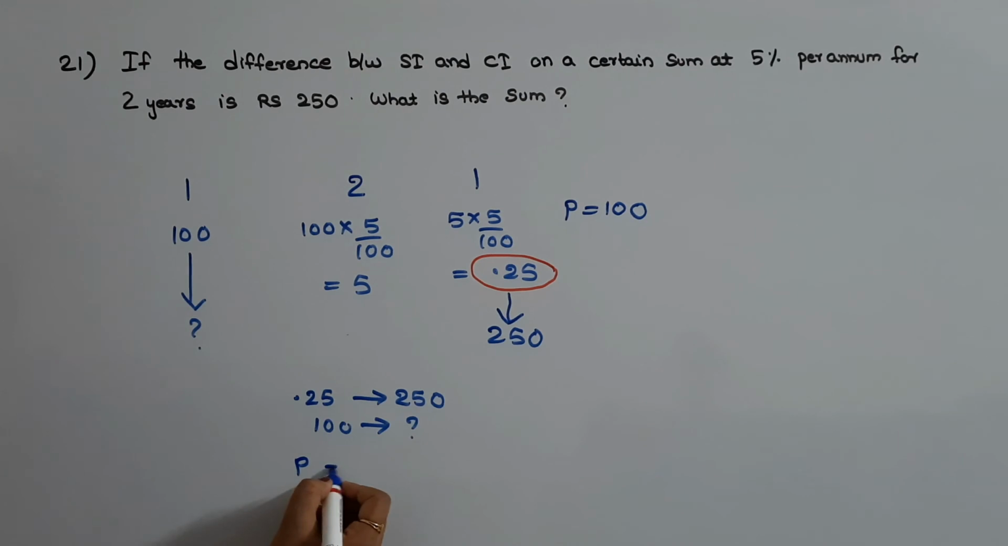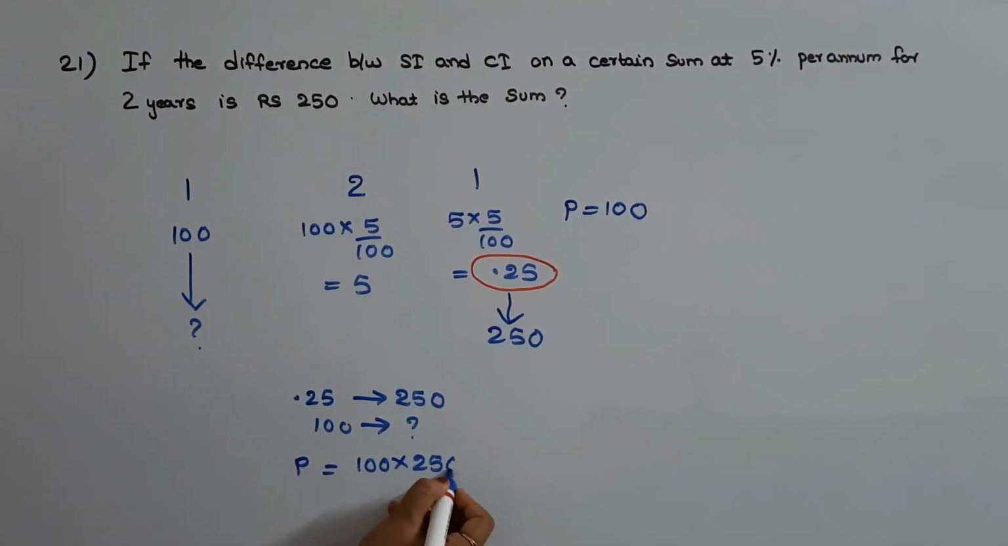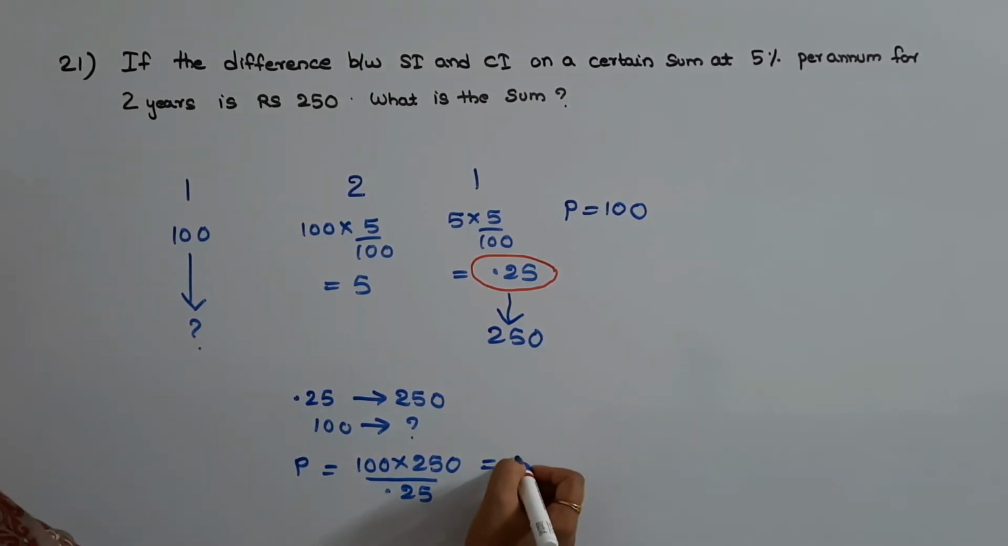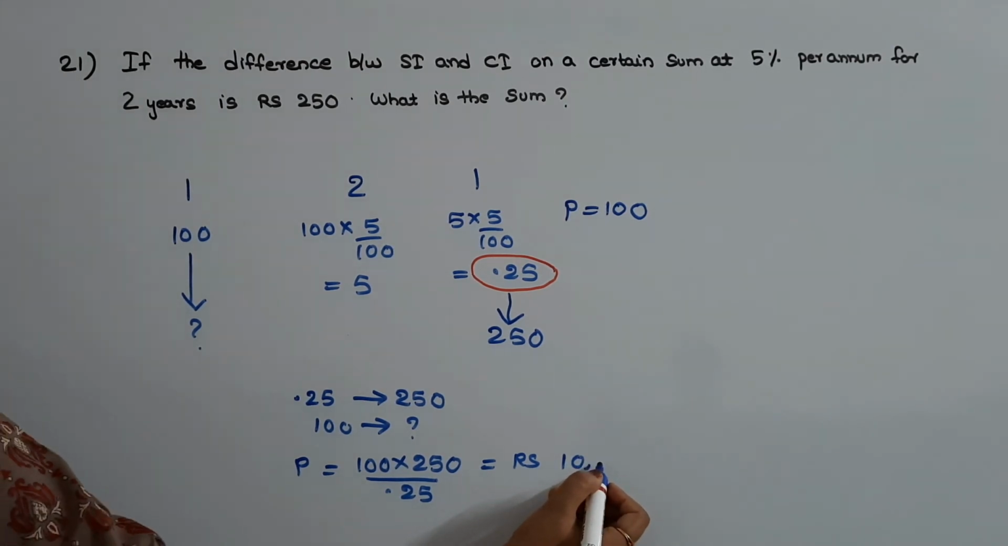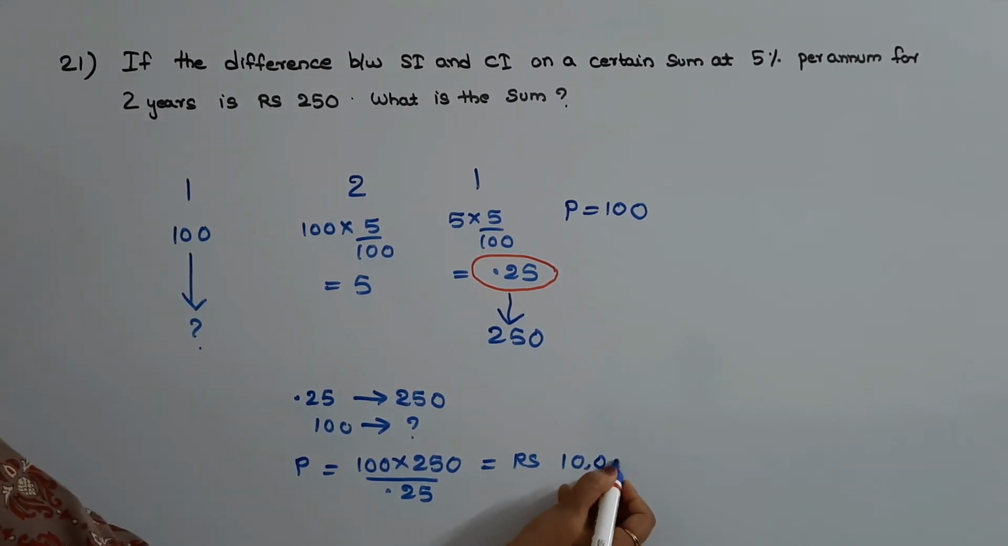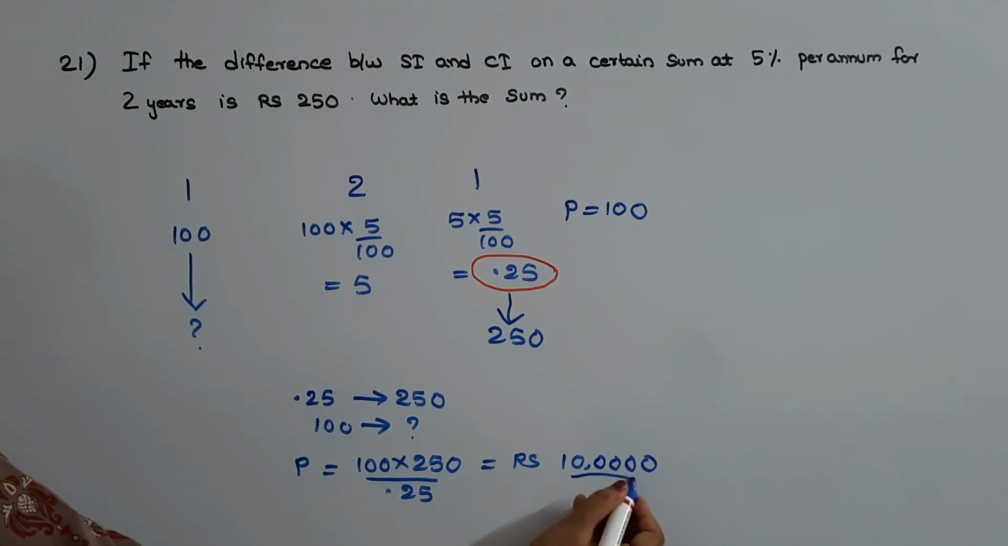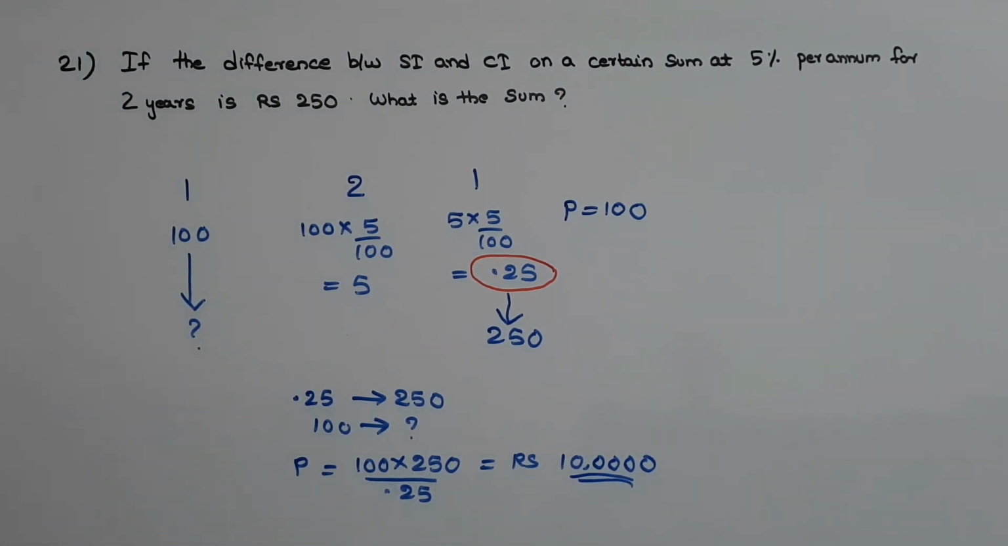So principal is equal to 100 into 250 divided by 0.25, that is equal to rupees 1,000,000, that is 10 lakh. So this is the answer.